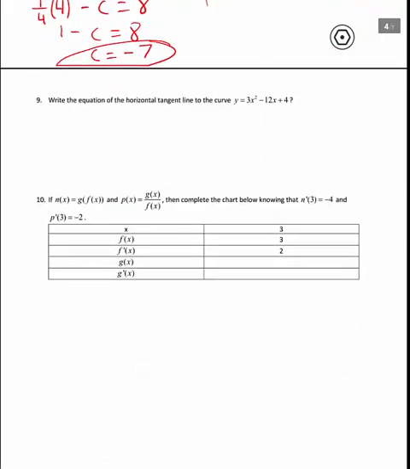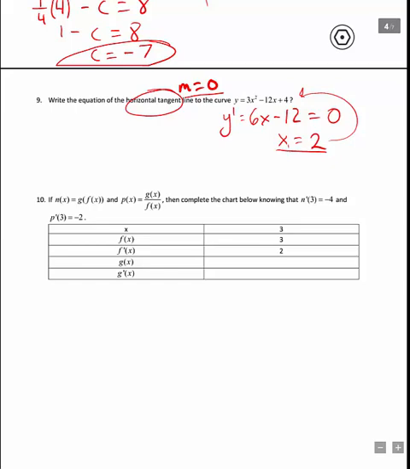Alright, question 9 says write the equation of a horizontal tangent line. When we see horizontal tangent, we know that the slope is equal to 0. So we're going to take this derivative, y prime equals 6x minus 12, and set that equal to 0. Solve for x, we get x equals 2. So now we know the slope, we know x1, and to find y1 we plug x back into the original. So y equals 3 times 2 squared minus 12 times 2 plus 4, and we get y equals negative 8.